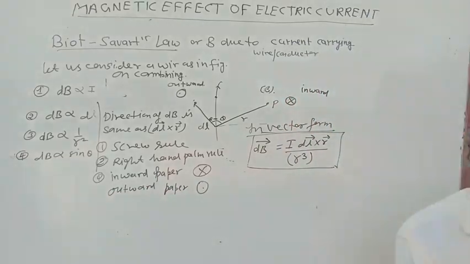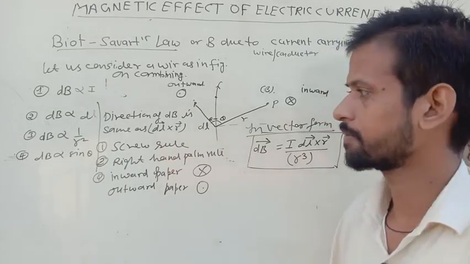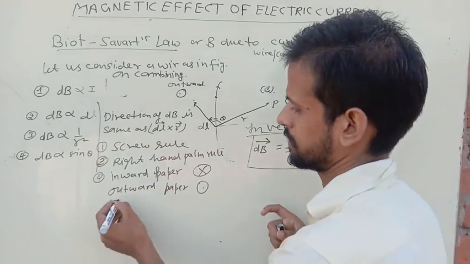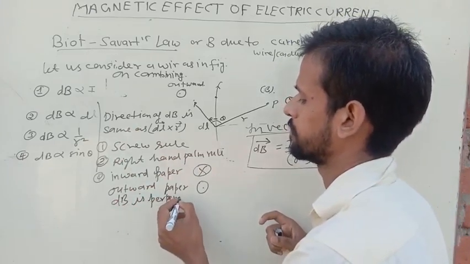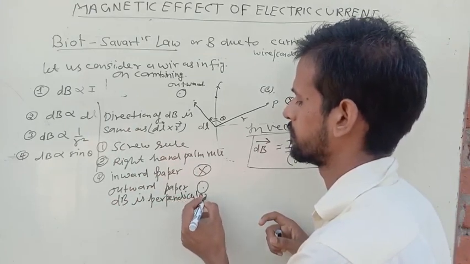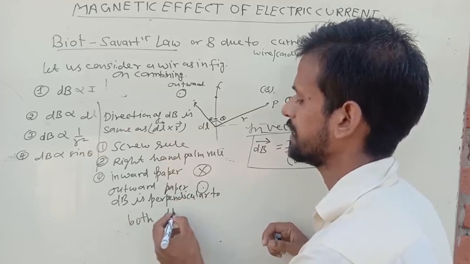Okay, so now the direction of dB is perpendicular to dl and r. So dB is perpendicular to both dl and r.